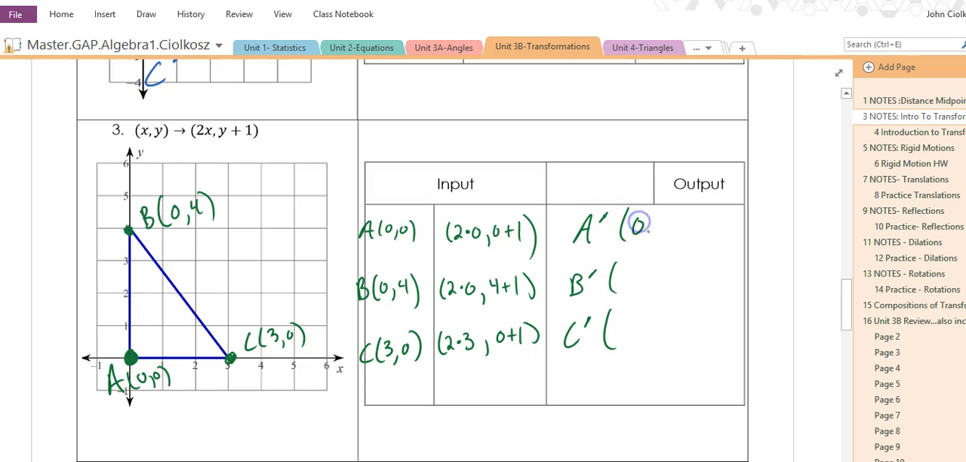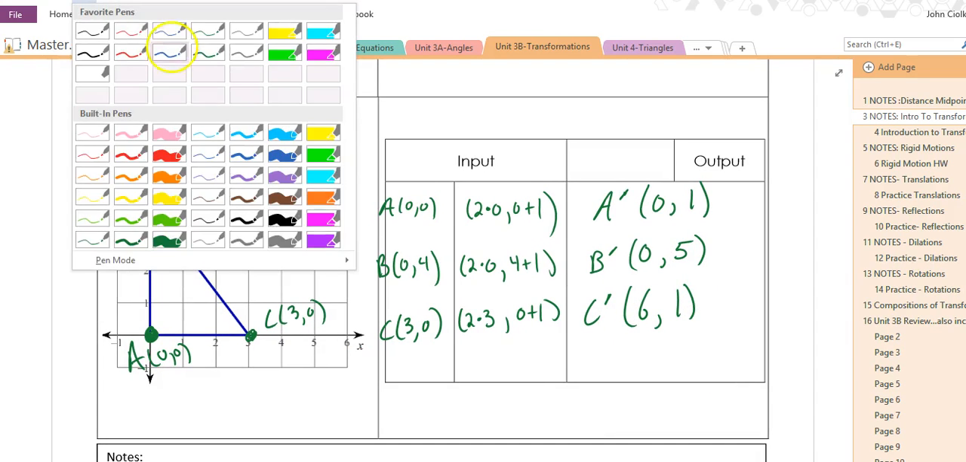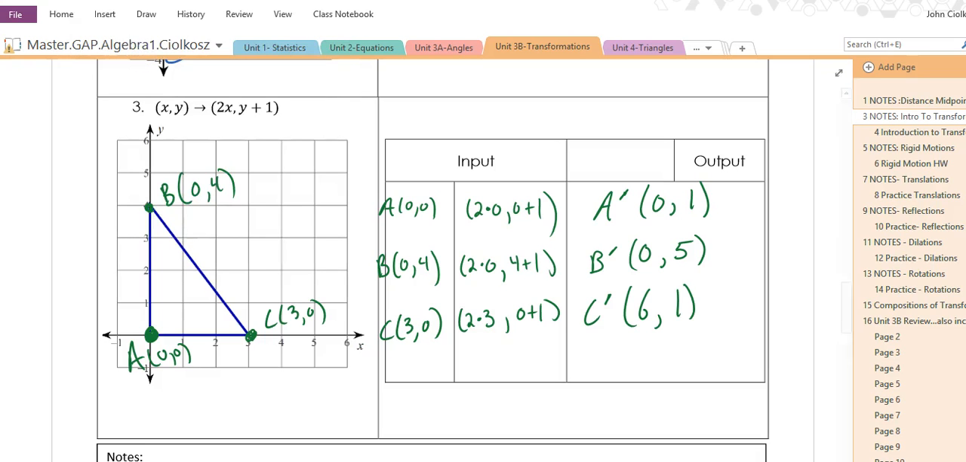2 times 0 is 0. 0 plus 1 is 1. 2 times 0 is 0. 4 plus 1 is 5. 2 times 3 is 6. 0 plus 1 is 1. So if we go ahead and plot those new points. Here is our new triangle.